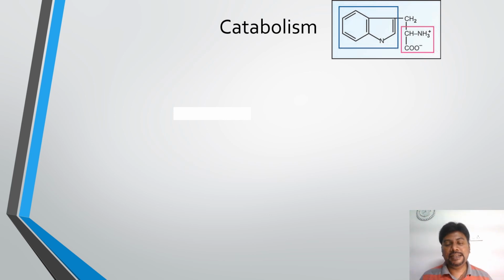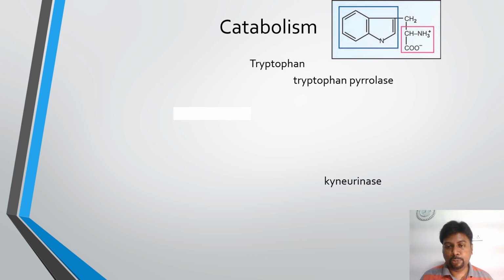The two major enzymes which play a key role in tryptophan catabolism are, one, tryptophan pyrrolase, and the other one is kynureninase. These are the two enzymes which play a major role in tryptophan catabolism. Tryptophan pyrrolase, which is an iron containing enzyme, will act on the indole ring and open the ring.